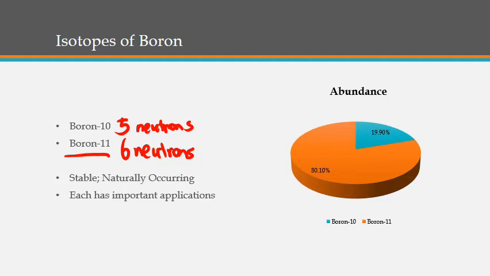Boron 10 has an abundance of about 19.9%. Boron 11 has an abundance of about 80.1%. These 2 isotopes are both stable and naturally occurring isotopes of boron. Each of these isotopes has important applications in our society and in many industries, and I'll go on to talk about this later on in this presentation.